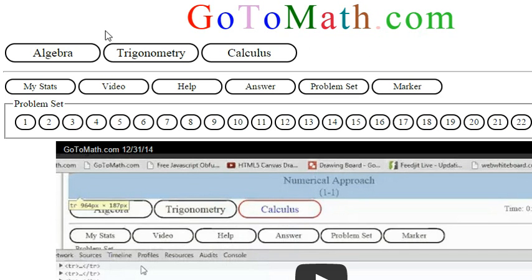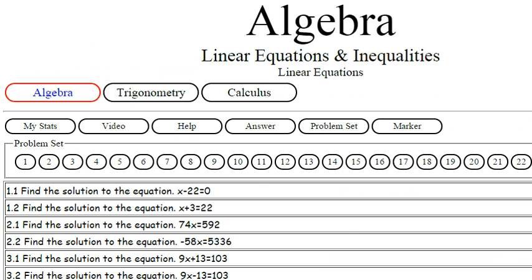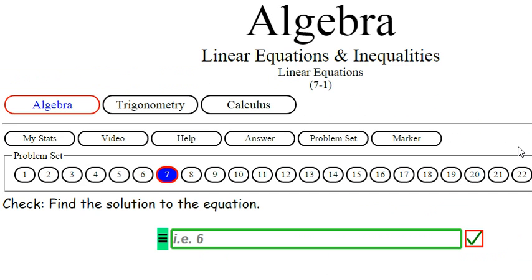Okay, we're here at gotomath.com, about to fall asleep. Click on the linear equations, or maybe I'll click on them. What are we doing? 7.1, I think. I'm just working my way right on down.